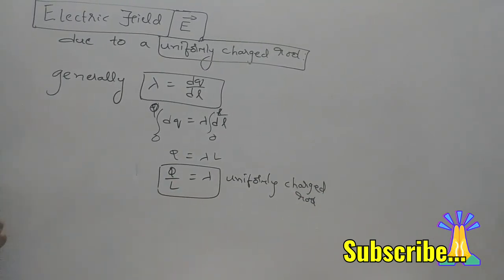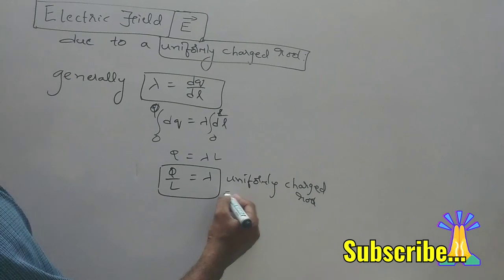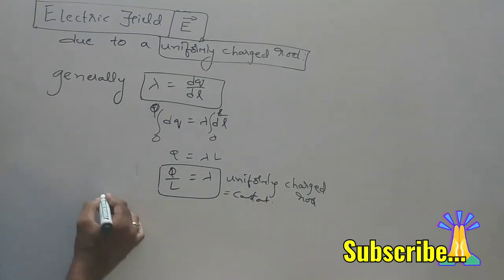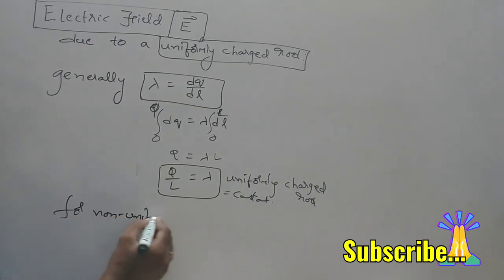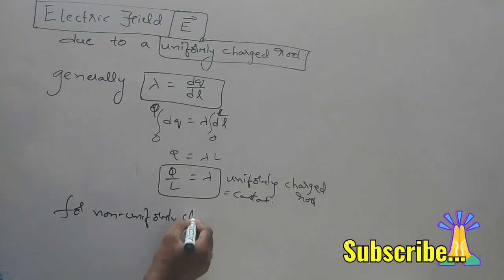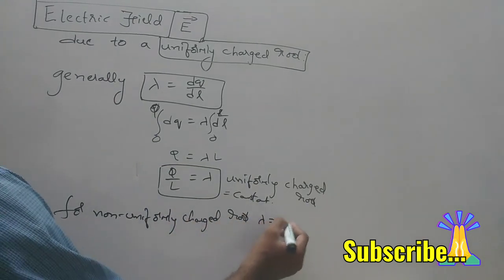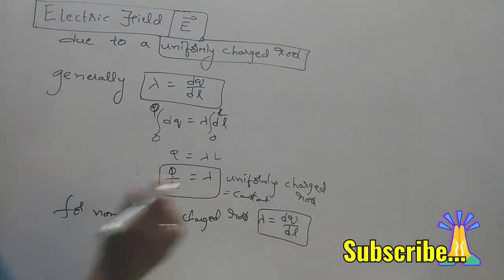For a uniformly charged rod, lambda is equal to Q by L, which is a constant. This is constant for a uniformly charged rod. For a non-uniformly charged rod, while solving problems, we can write lambda is equal to dq by dl.